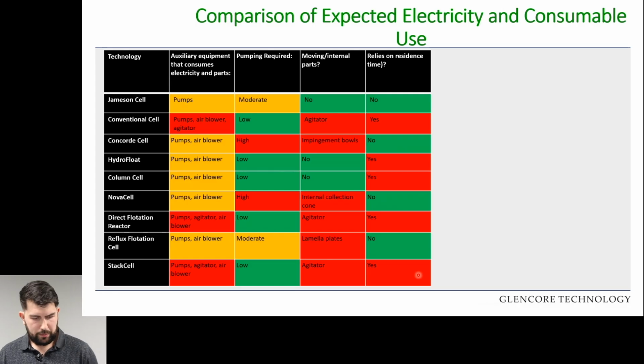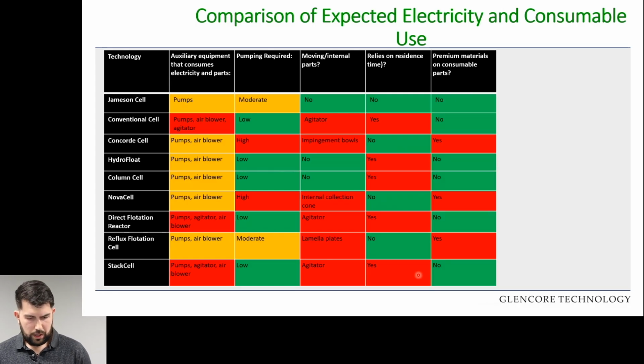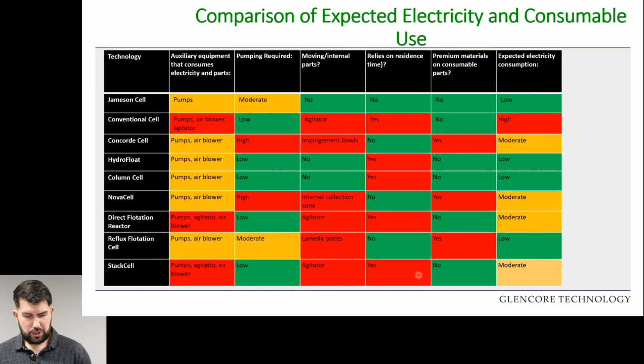Again, we looked at whether the equipment relies on residence time. And we also looked at, do those consumable parts that have to be changed have premium materials on them like stainless steel? And what we did then was we categorized the electricity consumption based on a prediction of low to moderate to high. And so for the Jameson cell, the Hydrofloat, the column cell, and the Reflux flotation cell, because these don't have internal or moving parts, we ranked them as low.